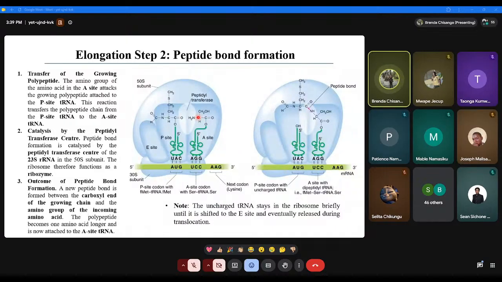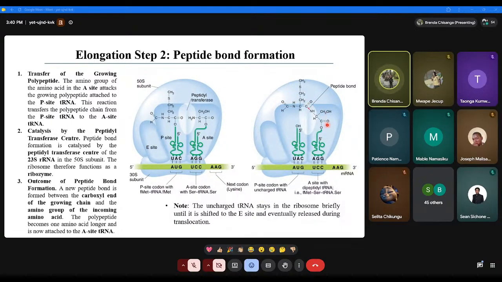Up to this point, they're independent, but we know that to make proteins, these amino acids must be linked by peptide bonds. The peptide bond is formed between the amino group at the N-terminal of the amino acid in the A site and the carboxyl end of the amino acid in the P site. So this amino acid is going to attack that amino acid, leading to this amino acid being transferred completely to the A site.